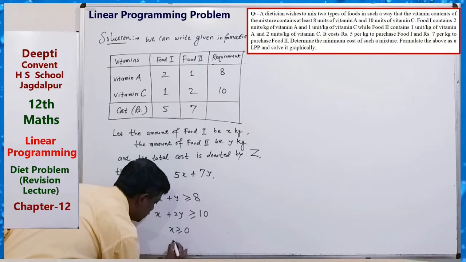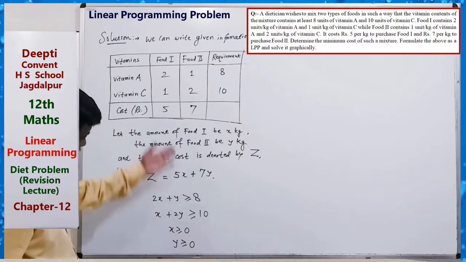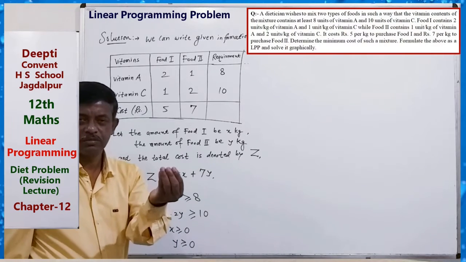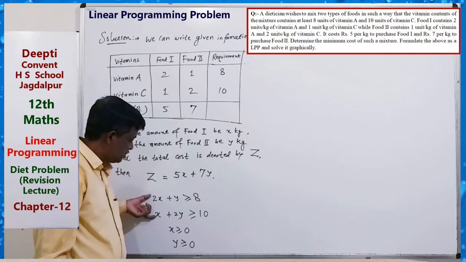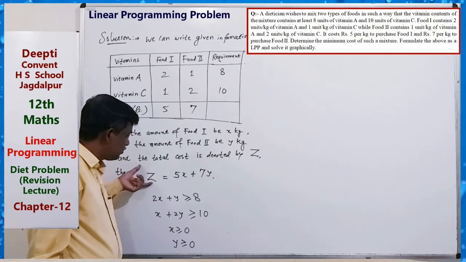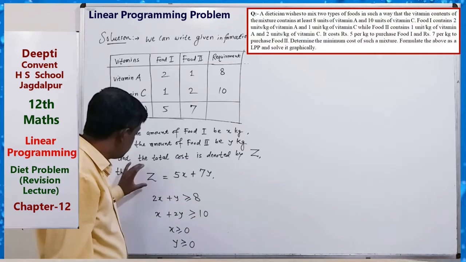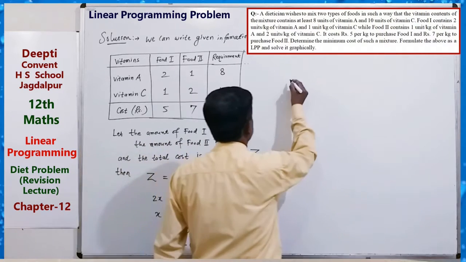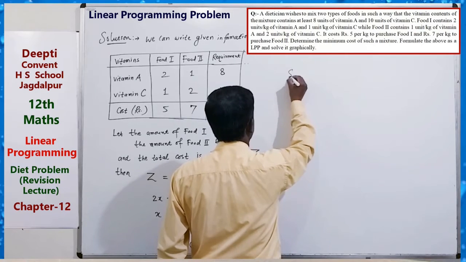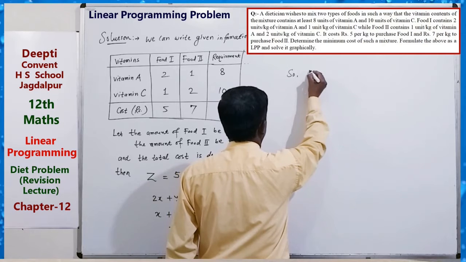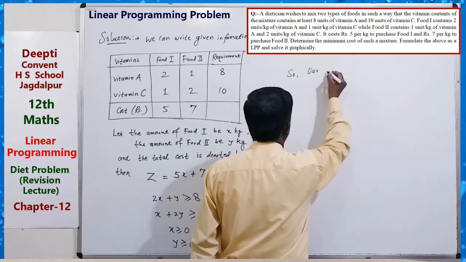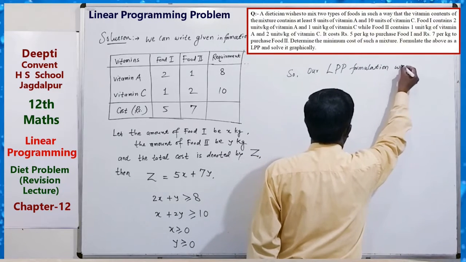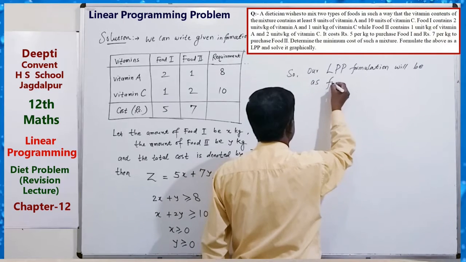Also our non-negativity condition: x is greater than or equal to 0 and y is greater than or equal to 0, since kg cannot be negative. These four are called constraints, and this is called the objective function. We have to minimize this. So our LPP formulation will be as follows.